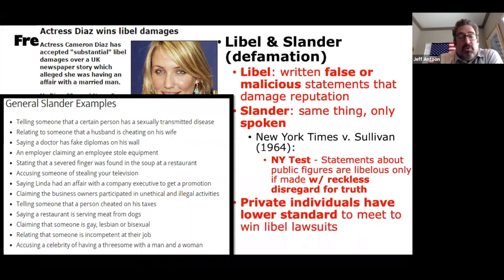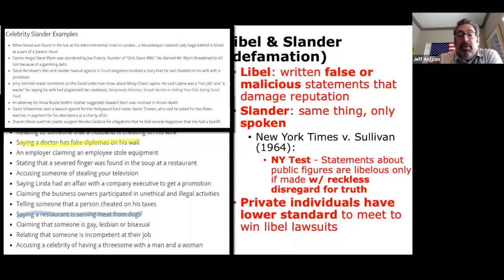Private individuals are lower for that. So let's look at that. Oh, I do have the highlights. Let's look at a celebrity example. When blood was found in the tub at an Intercontinental Hotel in London, the housekeeper claimed Lady Gaga bathed in blood as part of a satanic ritual. Well, let's be honest, I think that might help out Lady Gaga's reputation because she's very creative and very different. But again, she can sue based on slander. I'm sorry, it is slander because she would say it. If you wrote about it, it would be libel.